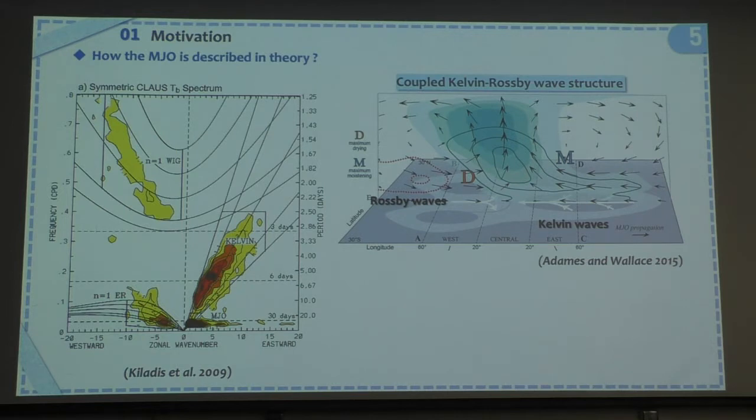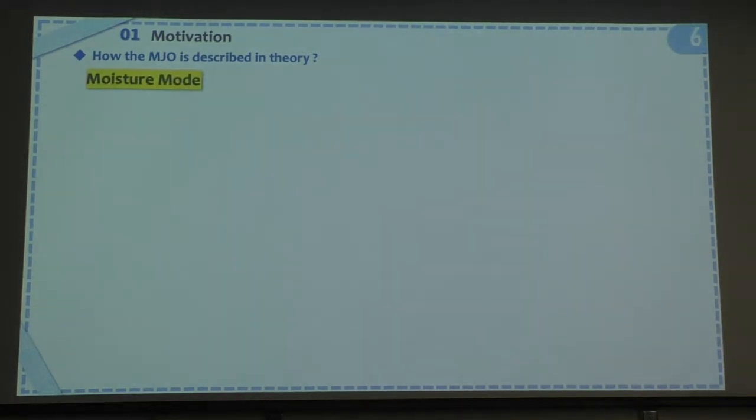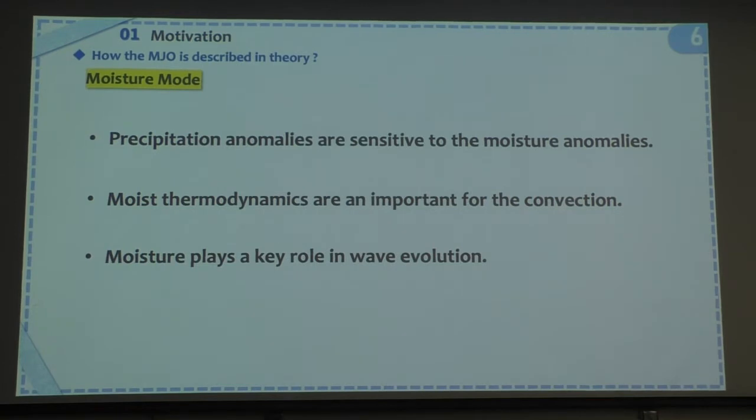Many works have proposed different methods to describe the MJO. One of them is the moisture wave mode, or moisture mode. In the moisture mode, they emphasize that the precipitation anomaly is sensitive to the moisture anomaly. Moisture thermodynamics are important for the convection, and moisture plays a key role in the evolution of convection and the wave.